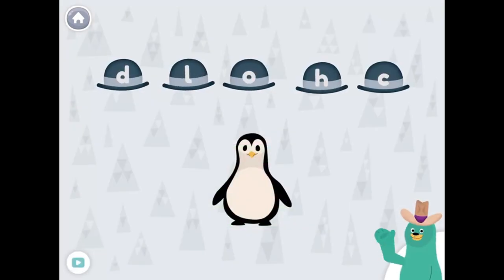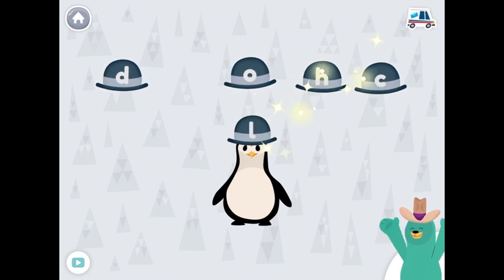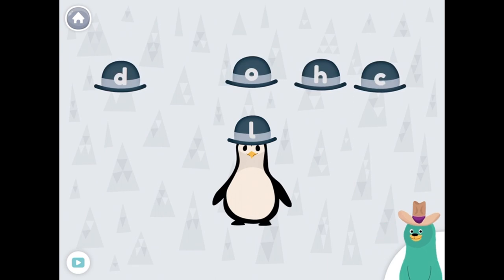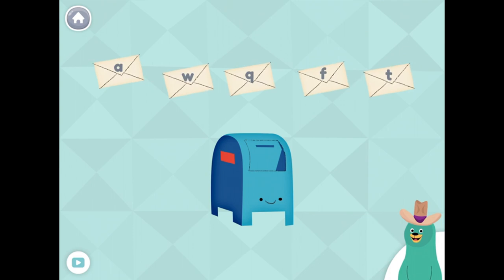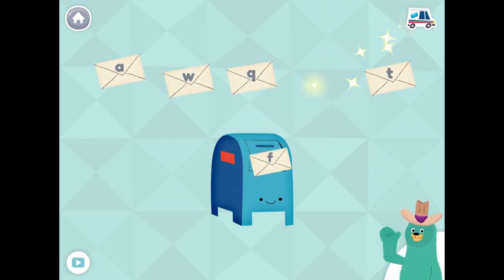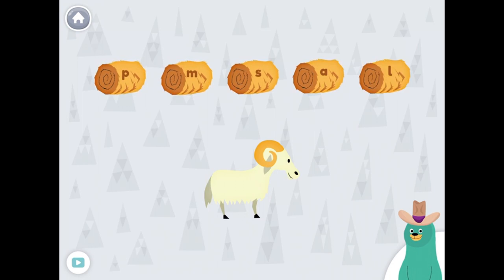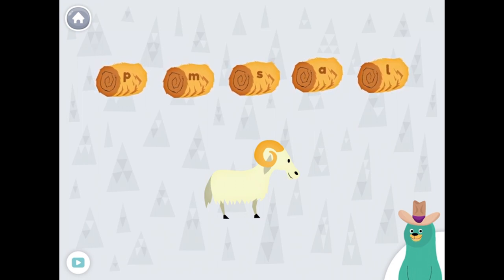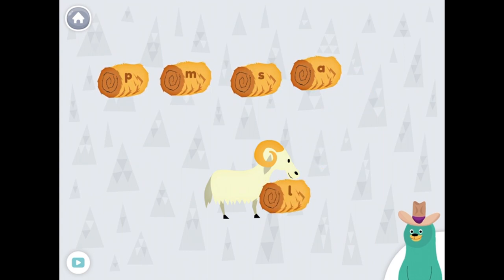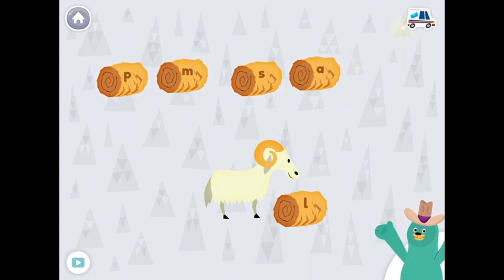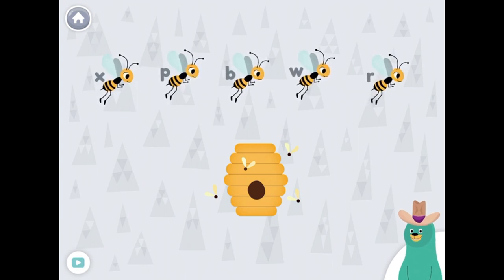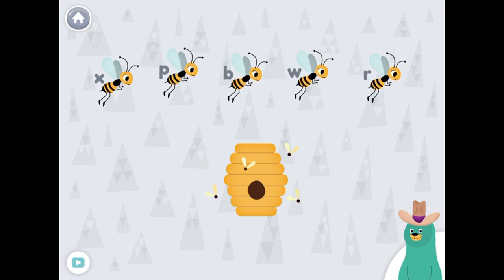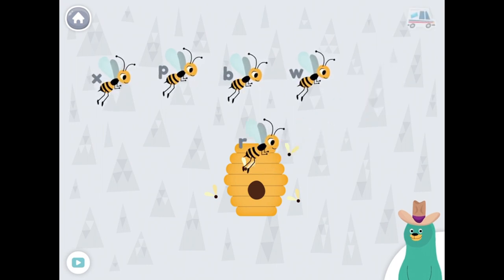Put the hat with the letter L on the penguin. Super duper. Put the mail with the letter F in the mailbox. Sweet. Give the ram the hay with the letter L. That's right. Help the bee with the letter R fly to the hive. Yay!